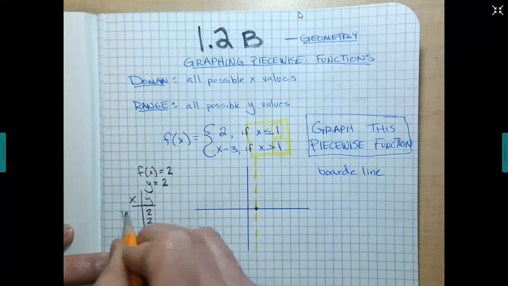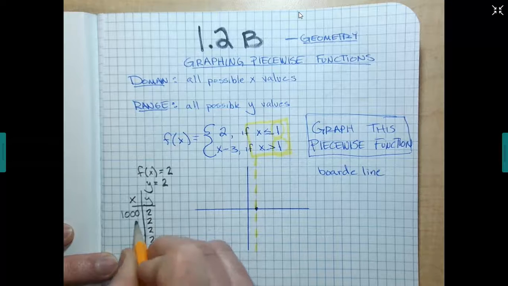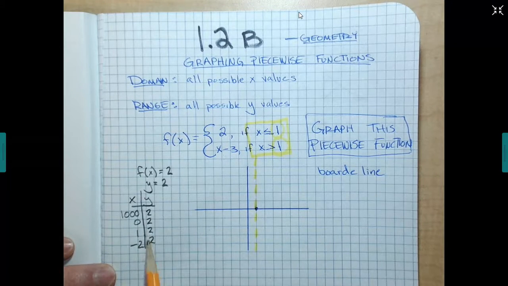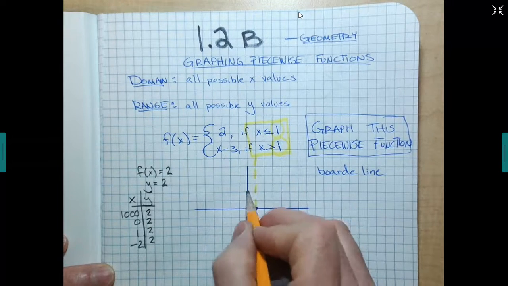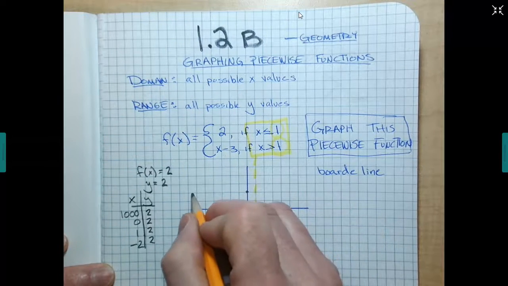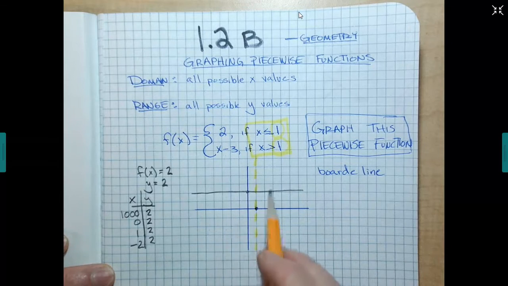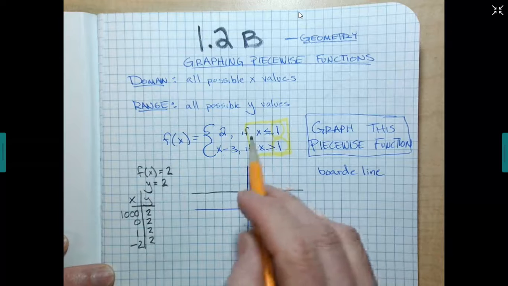I could put 1,000, my y equals 2. I could put 0, I could put 1, I could put negative 2. So no matter what, my y equals 2. So 1, 2, there's my y. And then I have this line. And now I'm drawing it in pencil because of my borderline. I have my restrictions right here.